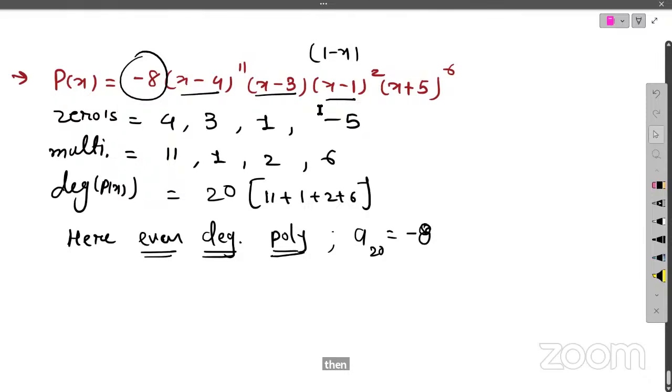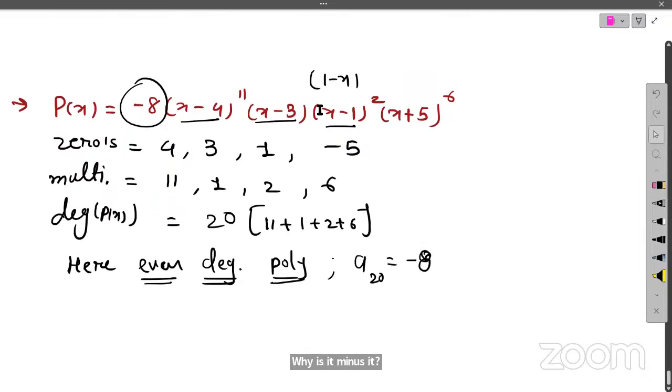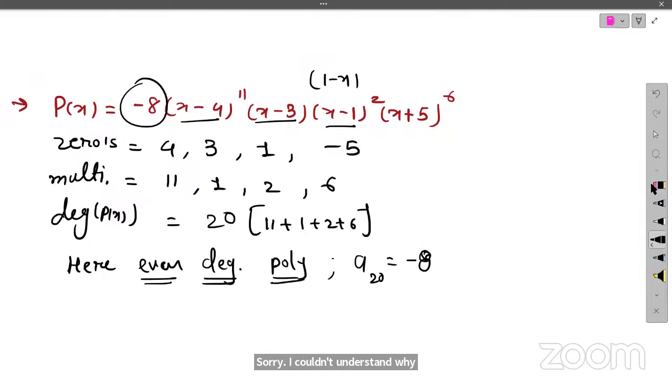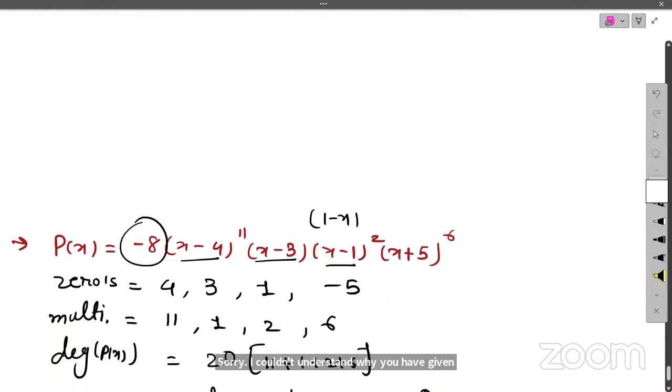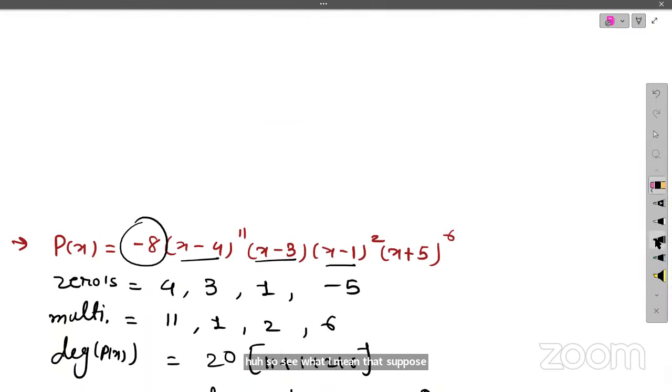Sorry, what, Apura? I couldn't understand. So see, what I mean is that here I have given you all in the standard form, that means (x minus 3), (x minus 1).